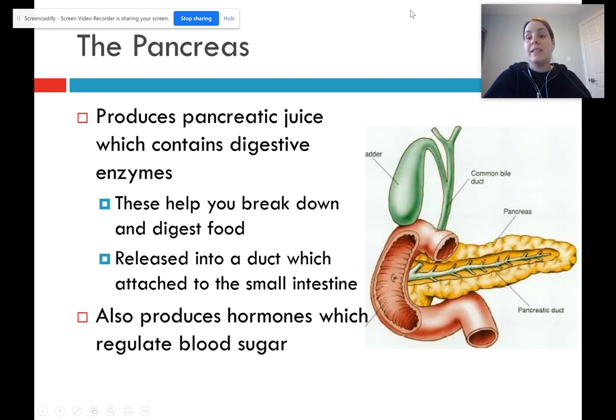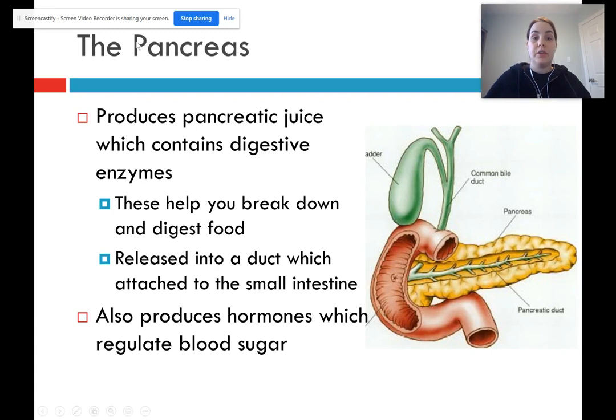Okay, there are some accessory organs. So these are organs that are used in digestion, but they're not the actual pathway that the food moves through. We call it that just like you may have accessories to your outfit. These are accessories. They still help in digestion, but it's not actually where the food goes.